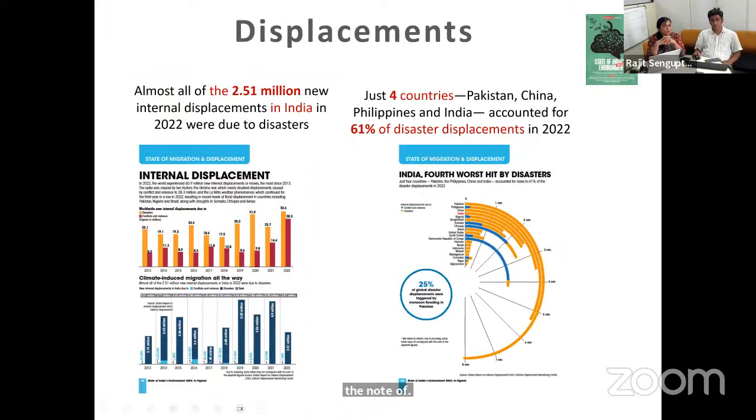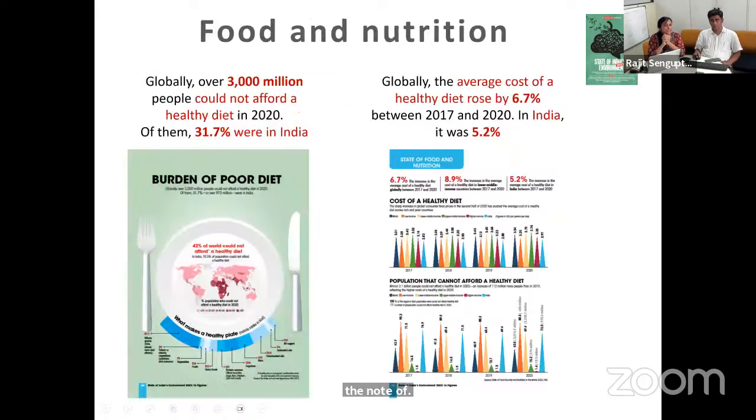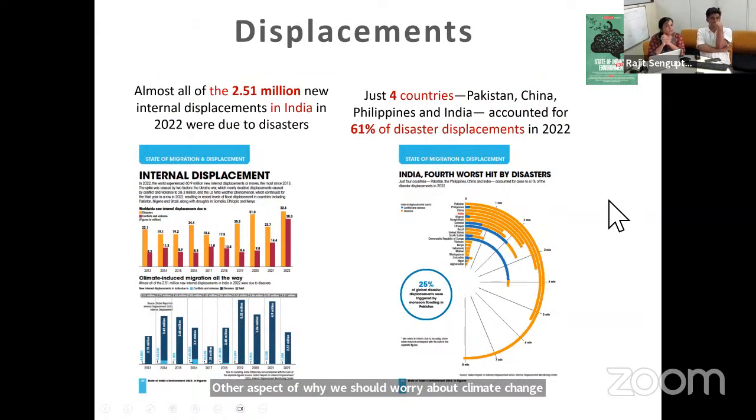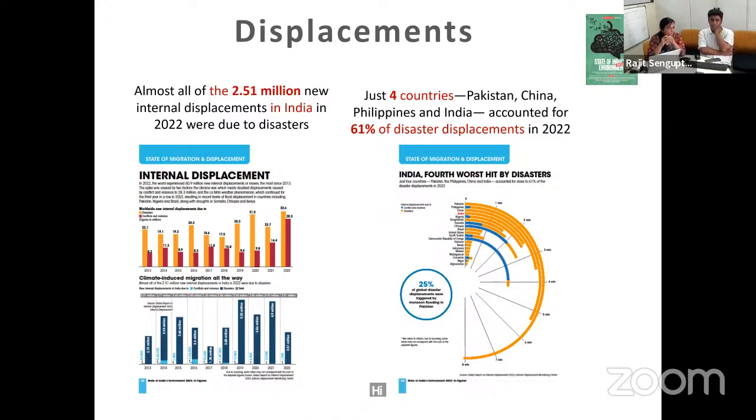Another aspect of why we should worry about climate is people being displaced from their houses. And in fact, this year again was a landmark year in that context as well, globally and nationally. In India, we had around 2.5 million people displaced in 2022 due to disasters. But when we see the larger picture, this also shows that 99% of these disasters were due to displacement due to climate change itself.